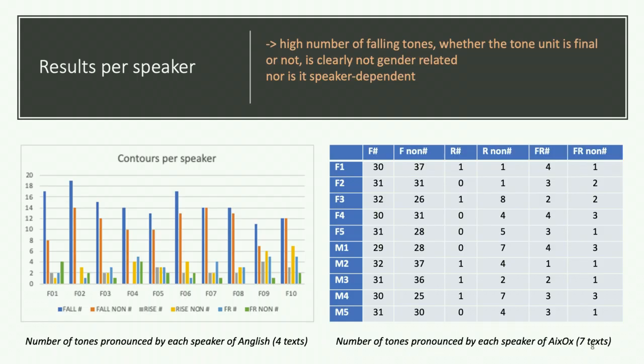The two tables here show from left to right the results per speaker in the English corpus, 10 females reading the same 4 texts, and in the Exox corpus, 5 females and 5 males reading the same 7 texts. The high number of falling tones, whether tone unit is final or not, is clearly not gender related, nor is it speaker dependent.